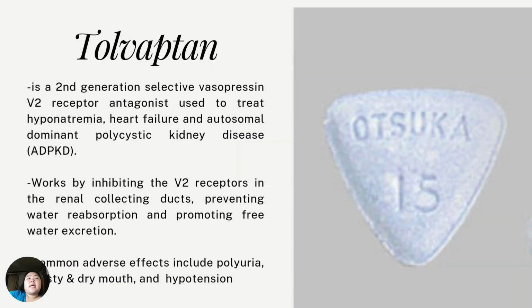Now, tolvaptan is a second generation selective vasopressin V2 receptor antagonist used to treat hyponatremia, heart failure, and autosomal dominant polycystic kidney disease, or ADPKD. It works by inhibiting the V2 receptors in the renal collecting ducts, preventing water reabsorption and promoting free water excretion. Common adverse effects include polyuria, thirst and dry mouth, and hypotension.